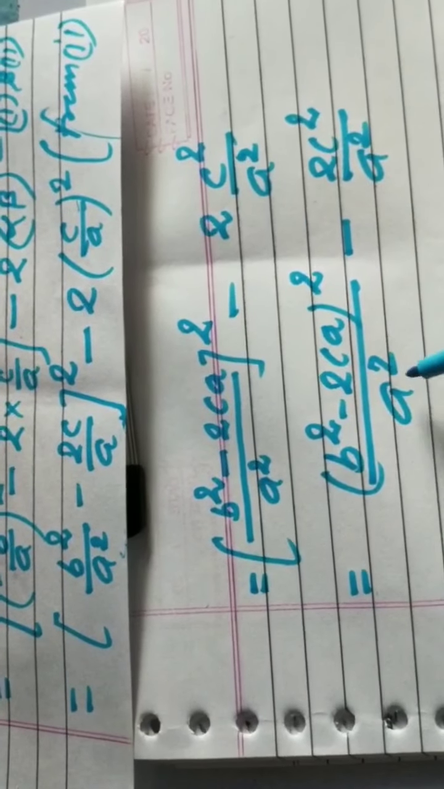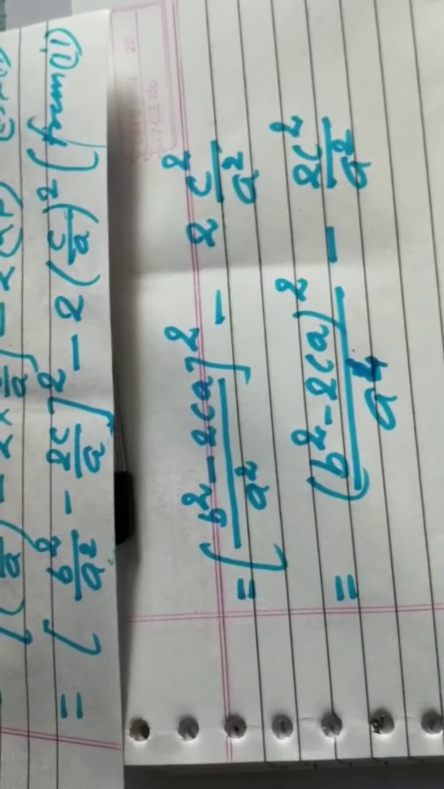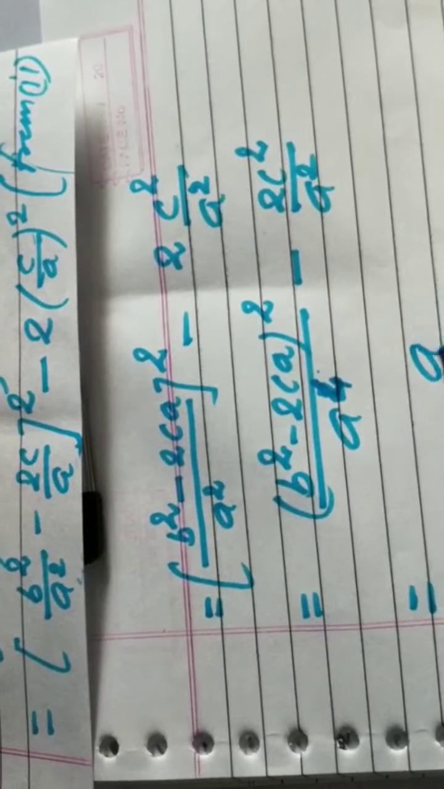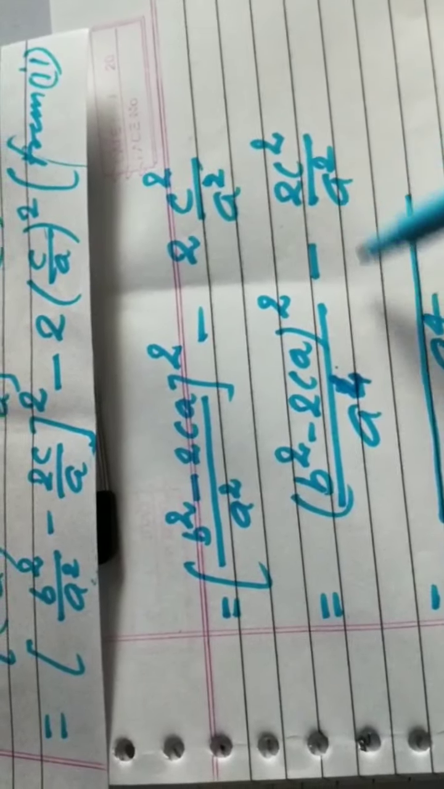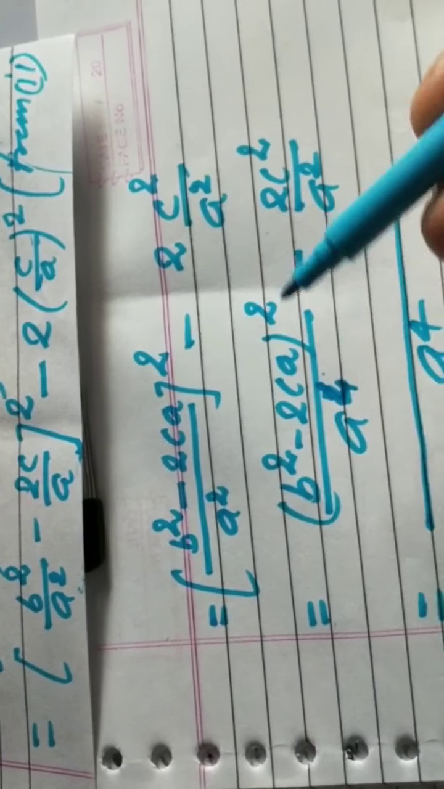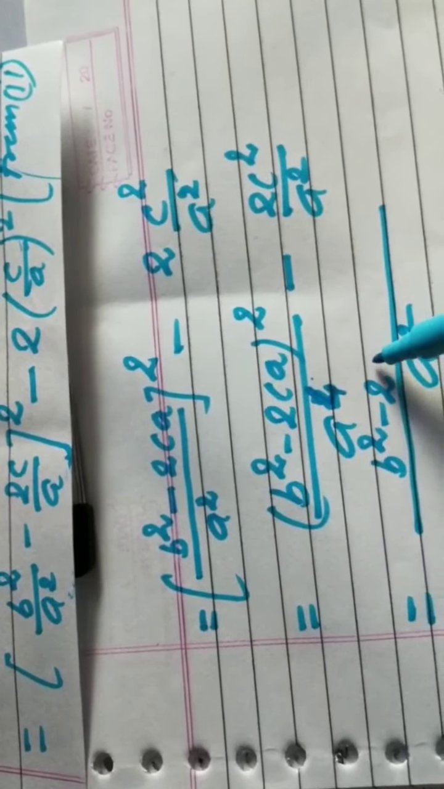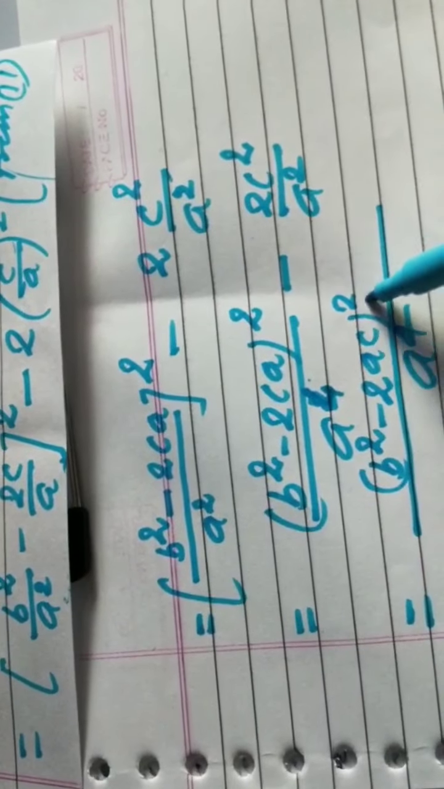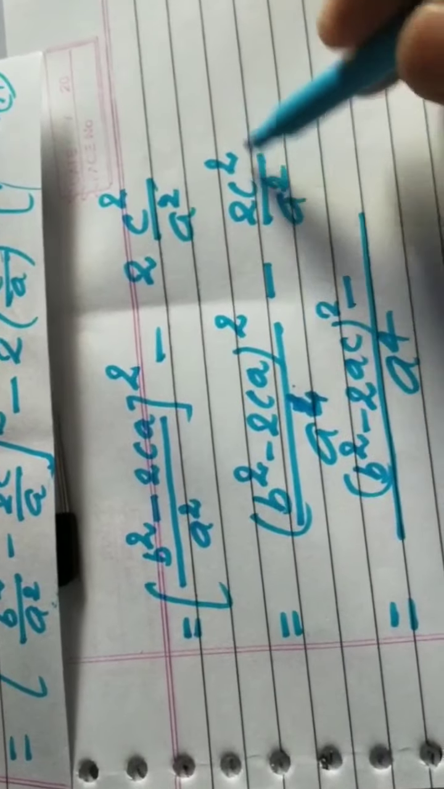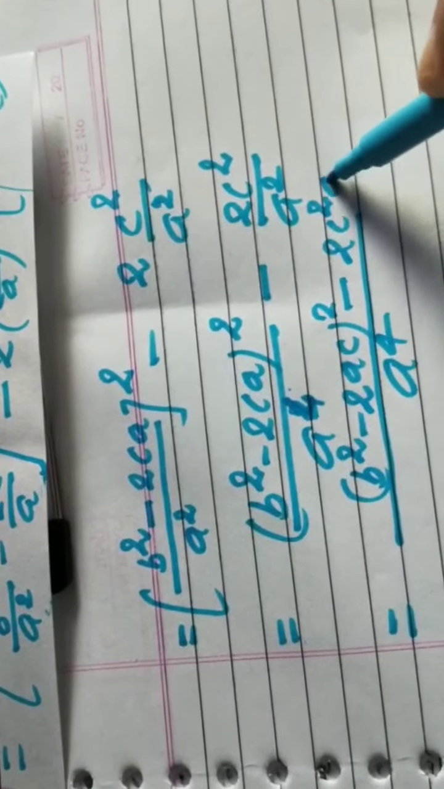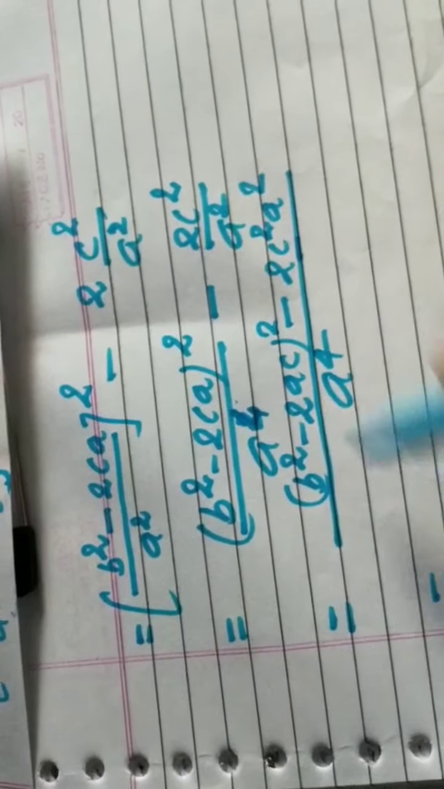Now a square the whole square, that is a power 4, it will be a to the power 4. Now take the LCM. A power 4 is the LCM of a power 4 and a square. So a power 4 multiplied by a power 4 will be 1, and so it will remain the same. 2 square b square minus 2ac the whole square minus a square. A power 4 divided by a square will be a square, and multiplied by 2c square will be 2c square a square. Now you can expand it.